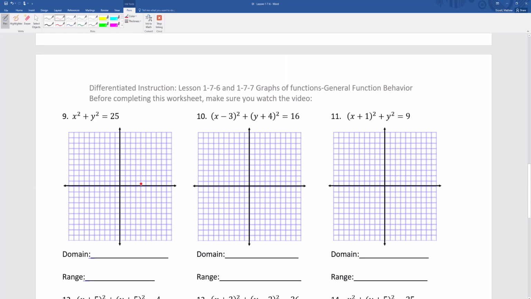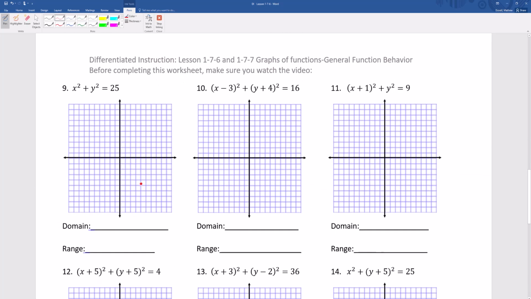So graph the following. These are the circles. So remember, we have to look for the horizontal shift and the vertical shift, and then the radius. So the horizontal shift is 3. The vertical shift is -4. Square root that. The radius is 4.